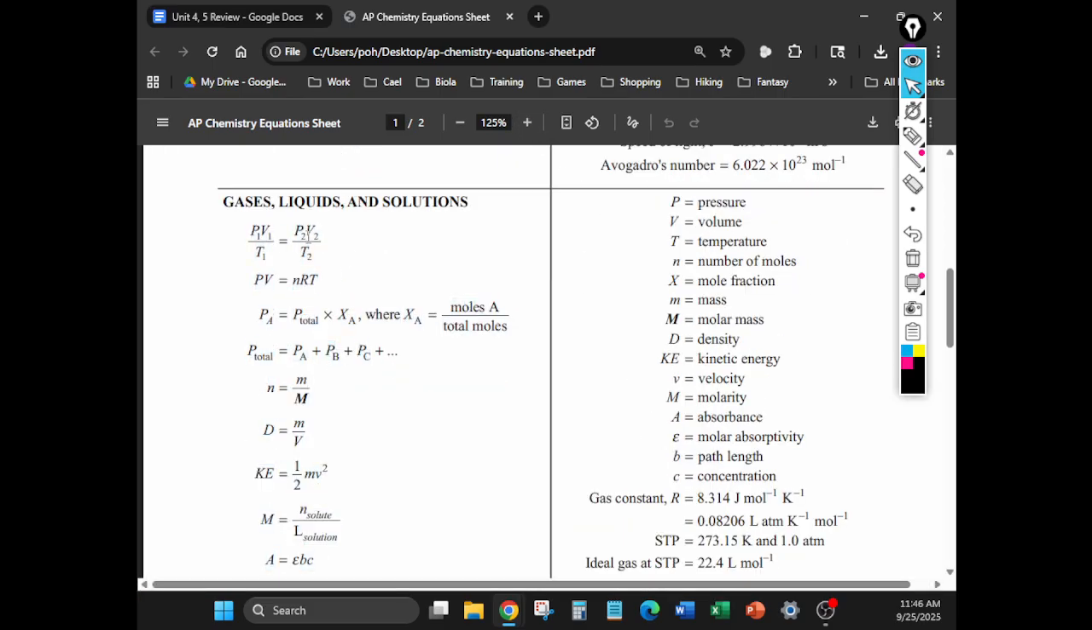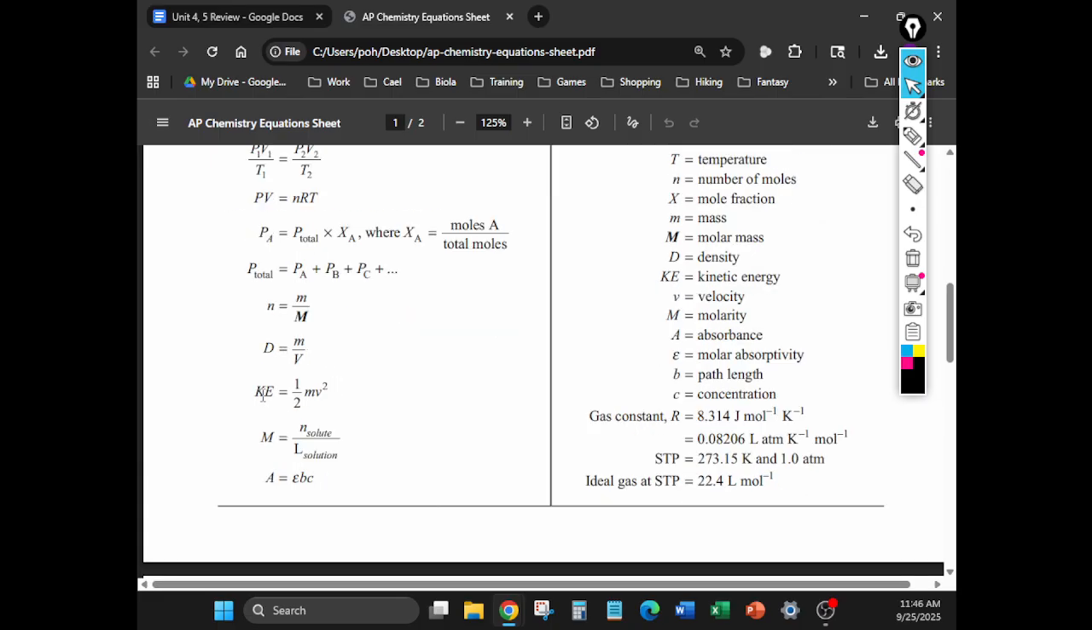So we've got the combined gas law, the ideal gas law, mole fraction, and partial pressure. We have the equation for moles using molar mass, the kinetic energy equation, and the molarity equation, and so on and so forth. Pretty much everything that you need.